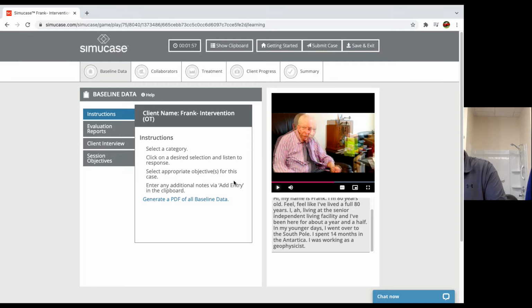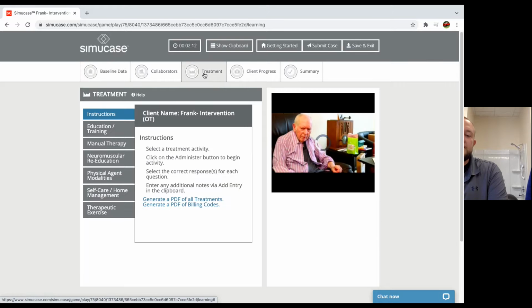So we'll write goals together, and then we're going to go into the lab after we've worked with Simucase and seen Frank, and I will have them come up with independent treatment interventions. I'll often go into the treatment portion of this, and it will show different treatments that a practitioner had done with Frank. It lets them see some common interventions and get their ideas rolling.